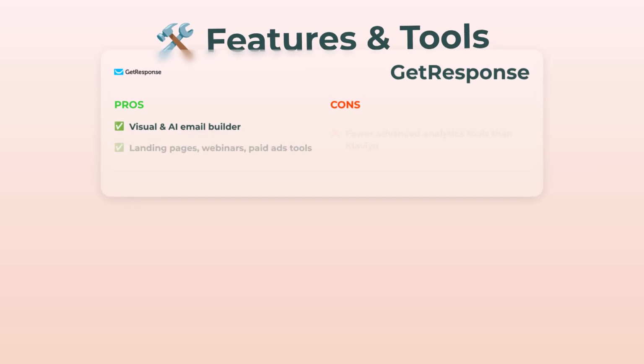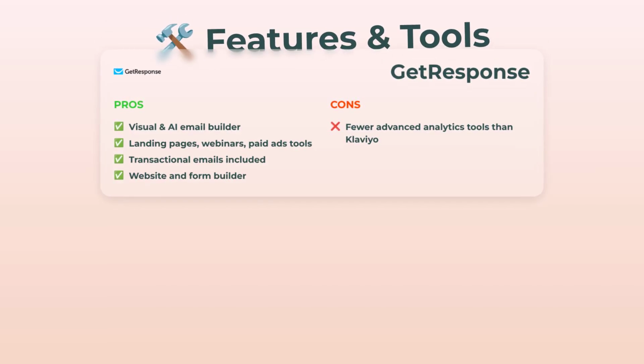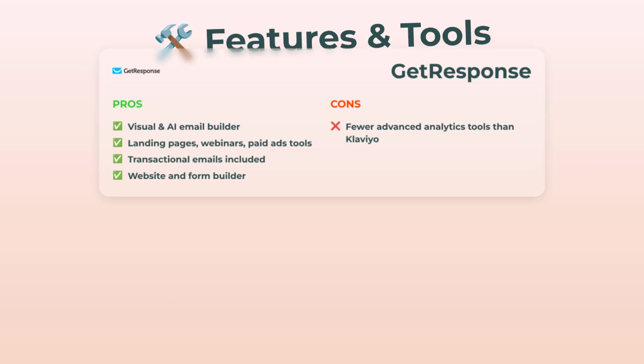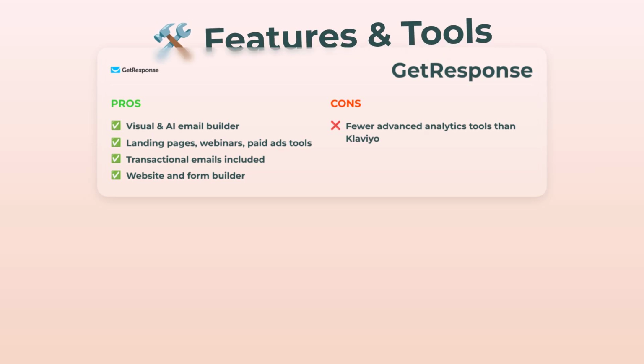Next up, features and tools. Okay, GetResponse packs more than you'd expect. You get this visual and AI-powered email builder. That's pretty cool. There's landing pages, webinars, heck, even paid ads and transactional emails baked right in. Oh, and you can build websites and forms too, all in one dashboard. If you want to do everything from a single place, this is your jam.